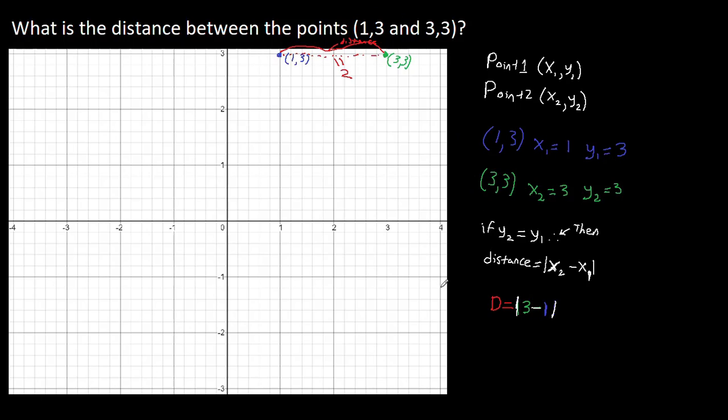So in this case our distance is equal to, and then 3 minus 1 is 2. So distance here equals 2. And we're able to do that because y2 is equal to y1.